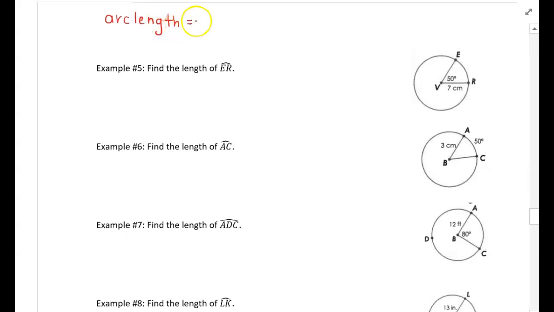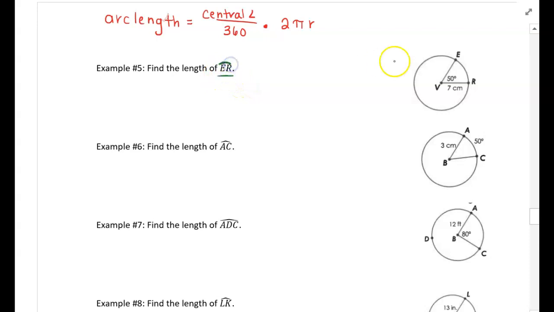can be found by taking the central angle over 360 and multiplying it by the circumference, which is 2 pi r. As long as we use this formula, we can find whatever we need. If I look at example 5, I want to find the length of arc ER.